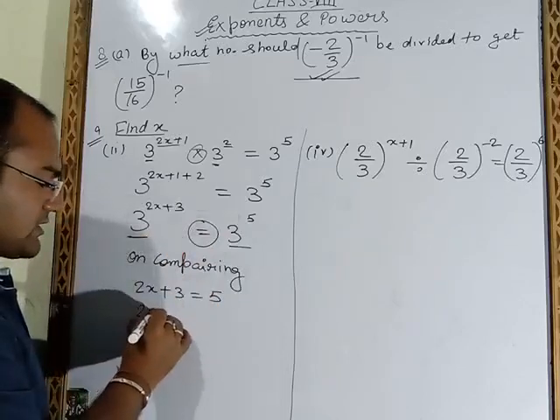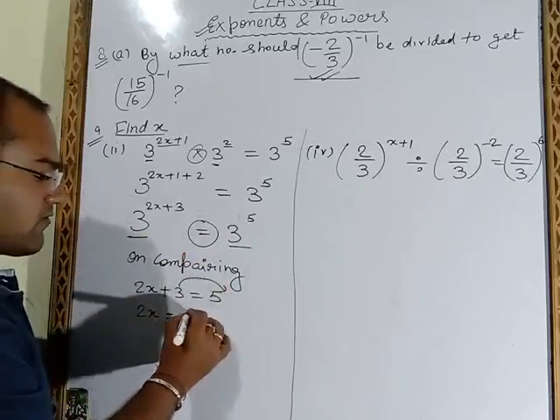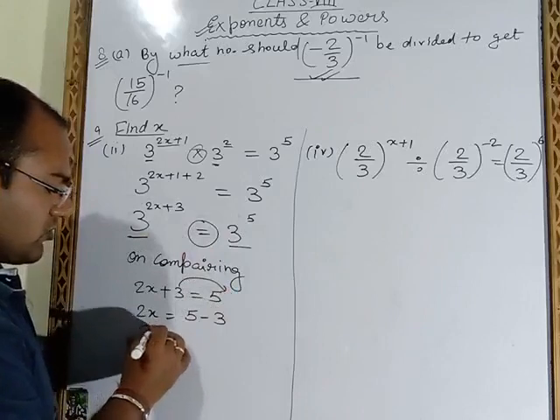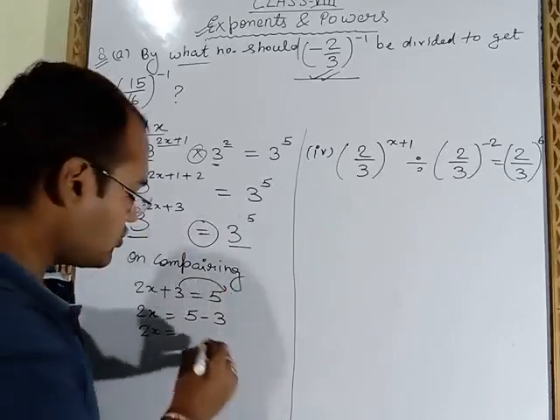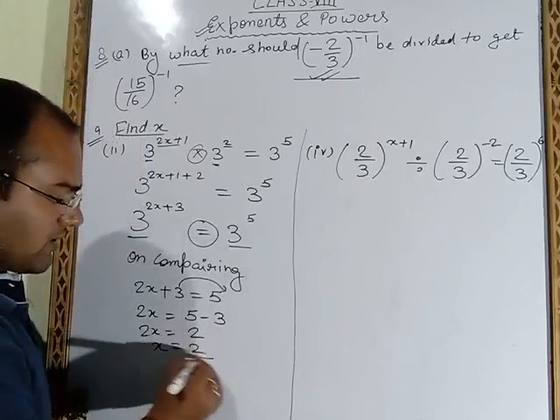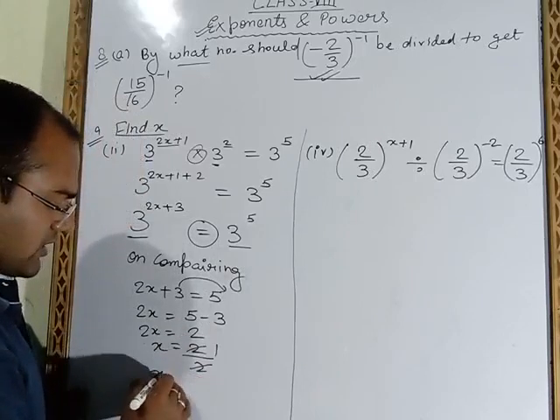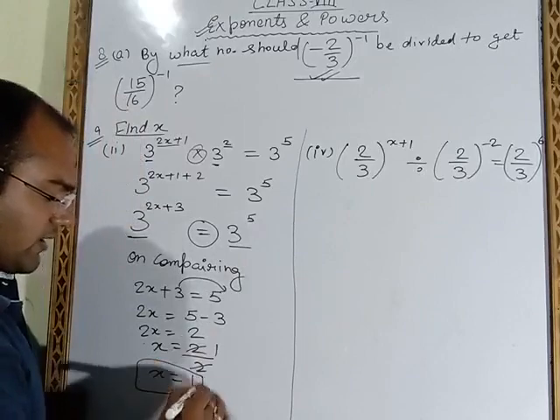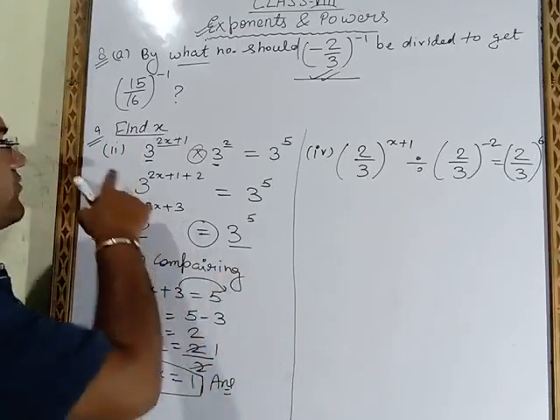Now 2x is equal to, this 3 will come on the right side, 5 minus 3. So 2x is equal to 5 minus 3, which means 2. Now this x we write as it is, and this 2 we bring in divide. So the answer is x is equal to 1. So like this you have to do the second part.